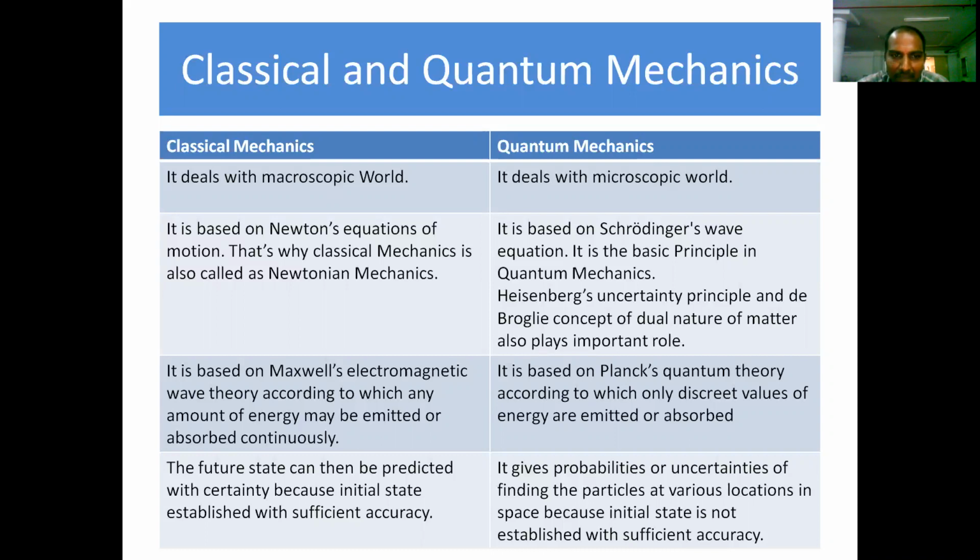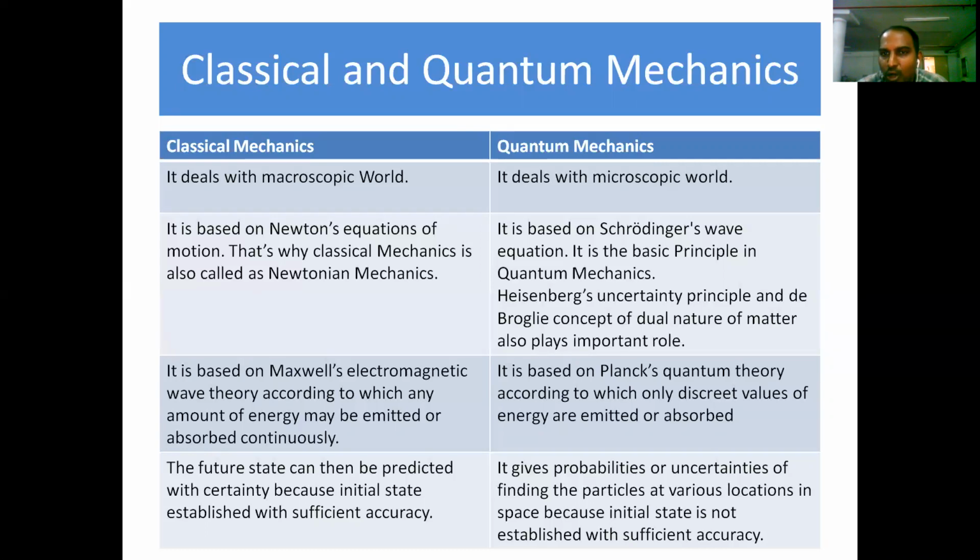Classical mechanics is based on Maxwell's electromagnetic wave theory, according to which any amount of energy may be emitted or absorbed by a body in a continuous manner. And as already mentioned, the future state can be predicted with certainty because the initial state is established with sufficient accuracy.